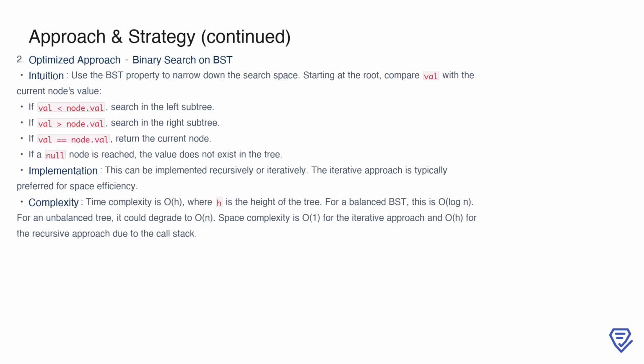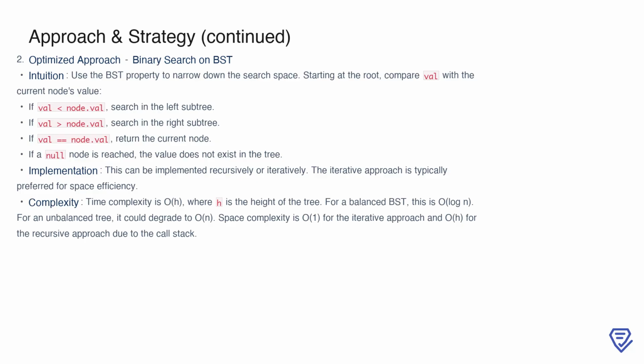A more efficient way to solve this problem is to use the binary search property of the BST to guide our search. The binary search approach begins at the root and compares val with the current node's value. If val is less than the current node's value, we move to the left subtree. If val is greater, we move to the right subtree. If we find that val matches the current node's value, we return the node. And if we encounter a null node, this indicates that the value is not present in the tree.